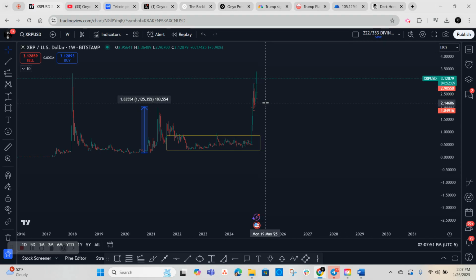And as it pulled back, now you're doing the opposite. You're doing exactly what the market makers want you to do. They want you to buy high and they want you to sell low, when you should be selling high and you should be what? Buying low.